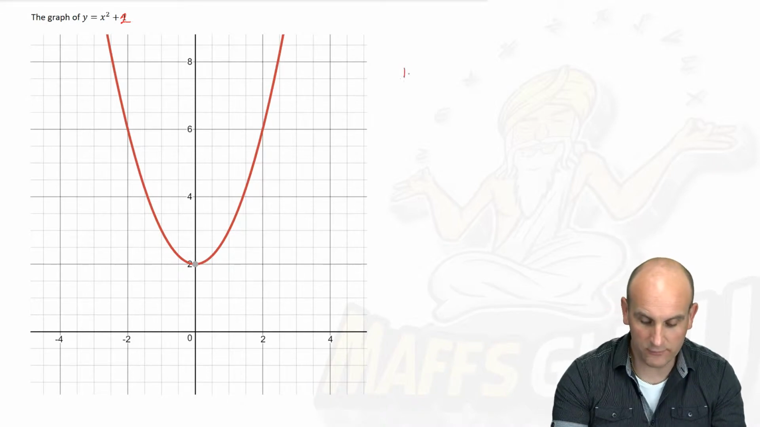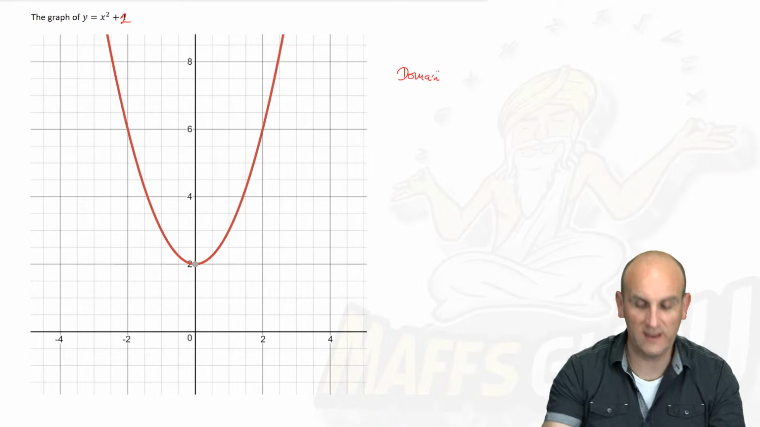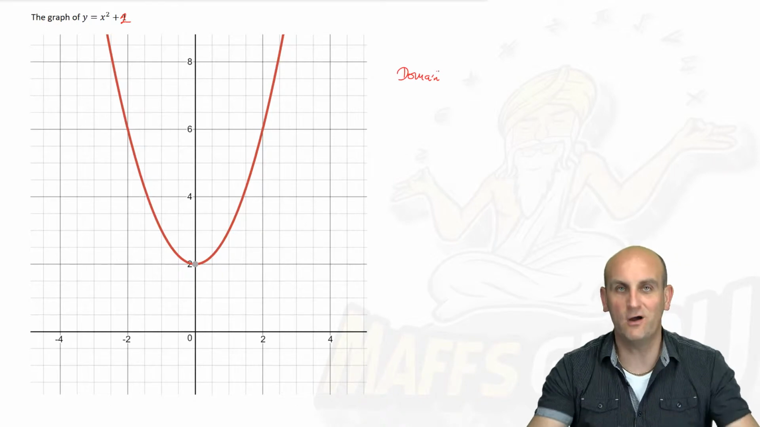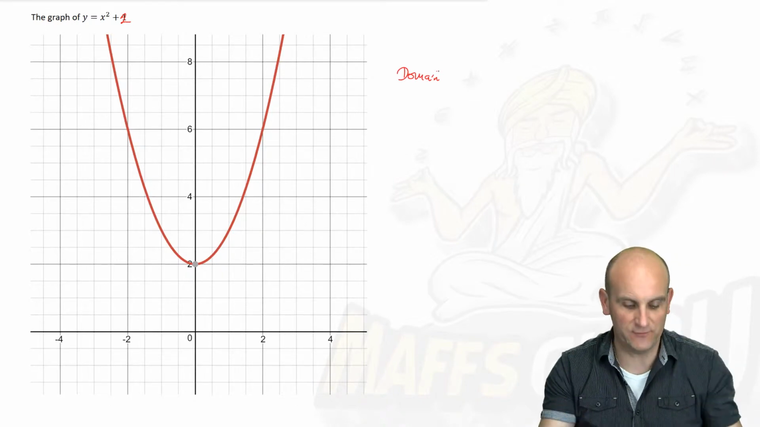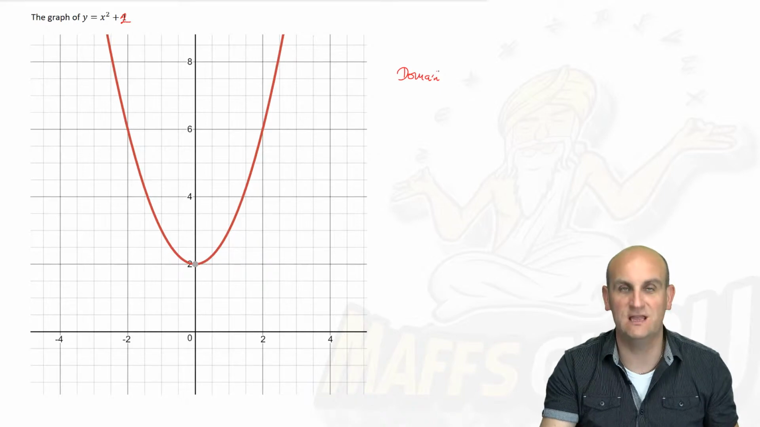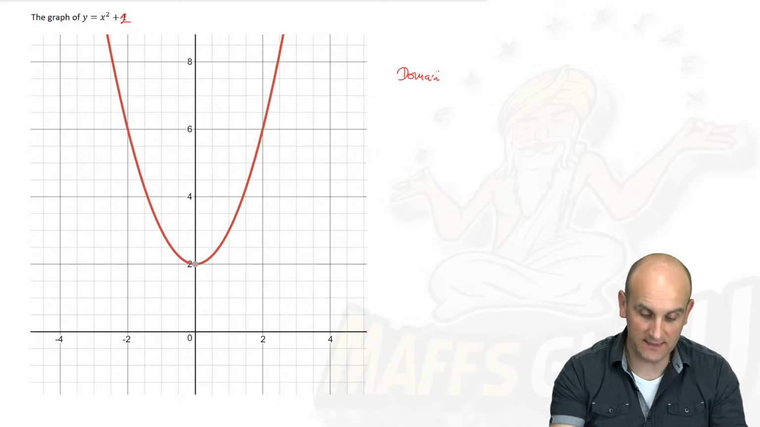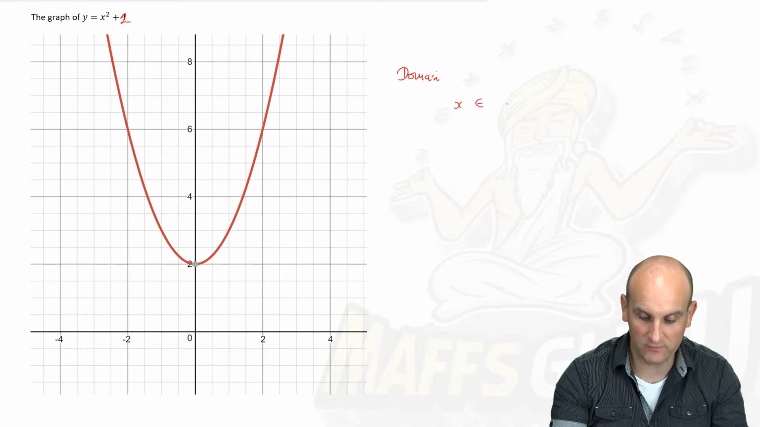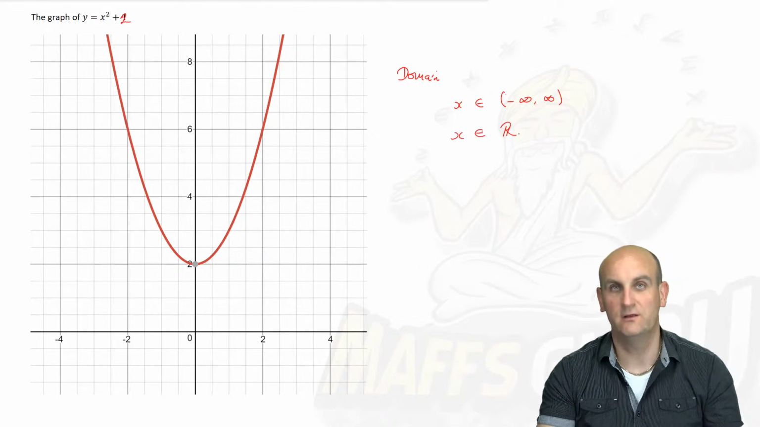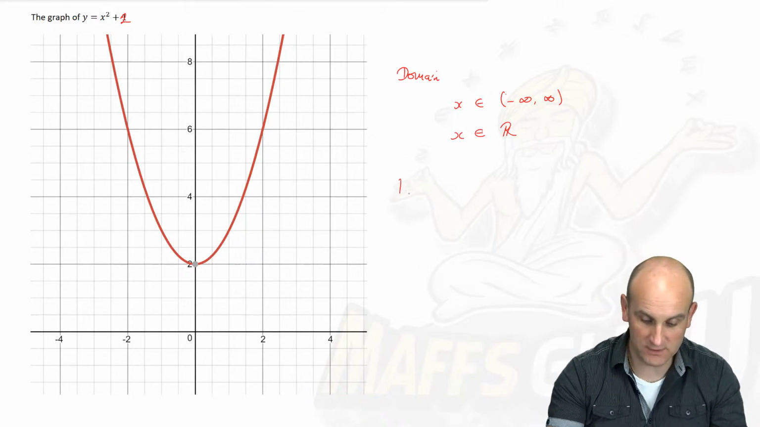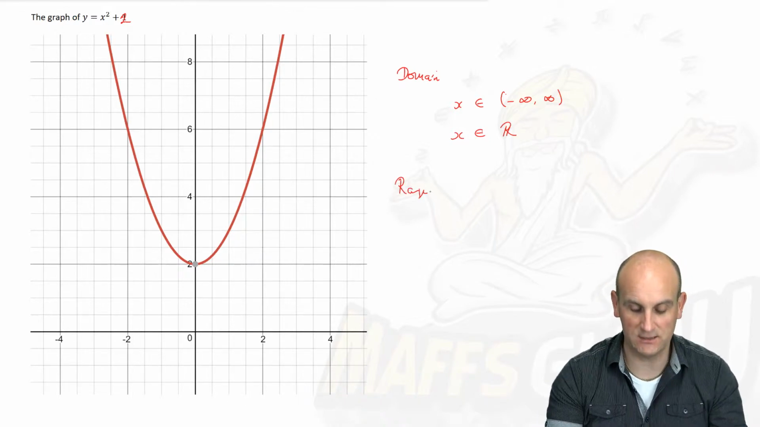So what is my domain? What are my possible X values? Although the graph has shifted up, there don't seem to be any X values that can't be squared and then have 2 added to. So my domain is exactly the same as my previous graph. X is in, so what did we say? Minus infinity to infinity, or we could write X is in all real values. So easy.